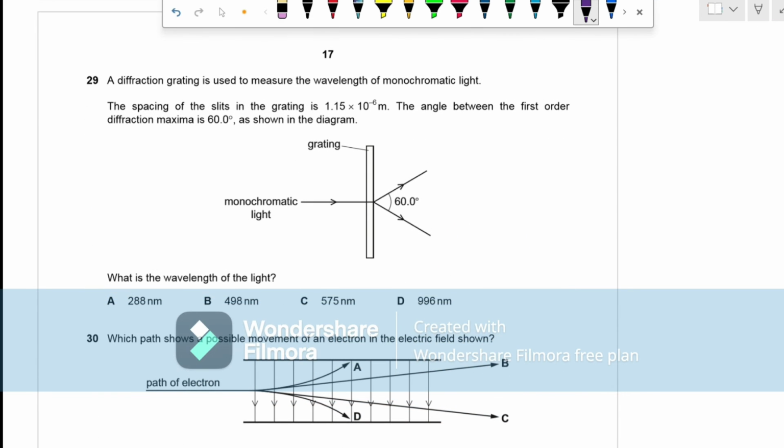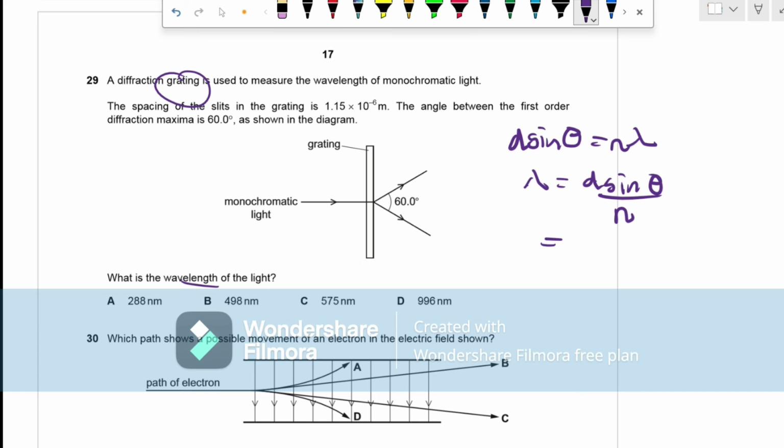Question 29, it's a diffraction grating. Whenever you see the word grating, I just start with my formula. Whatever they give me has to use this formula somewhere. What do I want to find? I want to find the wavelength. This saves time, I don't even have to read the question. Lambda equals d sine theta divided by n. Now let's read it.